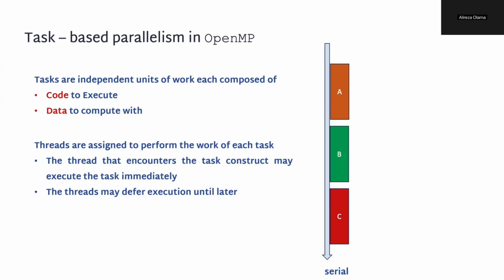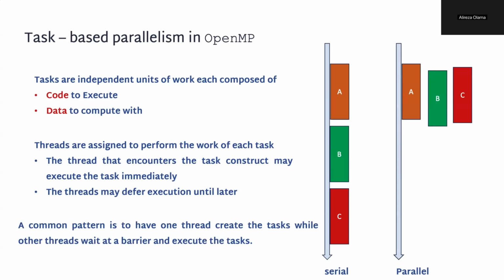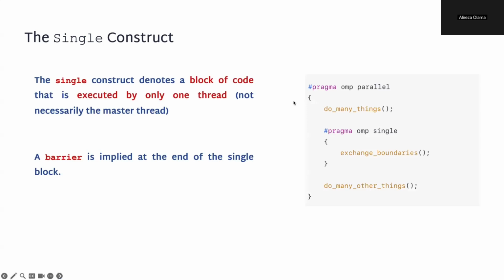To do these executions in parallel, we can assign each task to a thread. And that thread might execute the task immediately, or it can defer the execution for later time. So as you can see here in the right diagram, we now are executing these three tasks in parallel. Task A is executed by thread A, task B by thread B, and task C by thread C. And the threads can execute these tasks at any time, but mostly concurrently. The main pattern that we use to write a task-based program is to let a thread create the tasks while the other threads execute the tasks, and then they can also have coordination. So let's see how exactly we can write a simple task-based program in OpenMP.